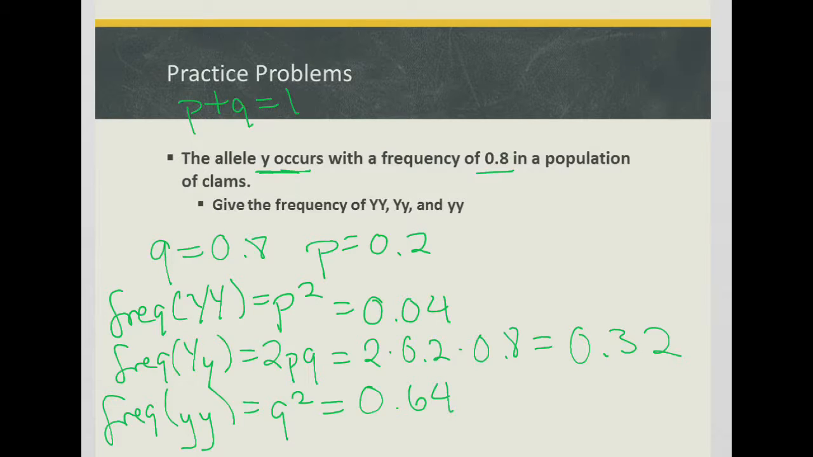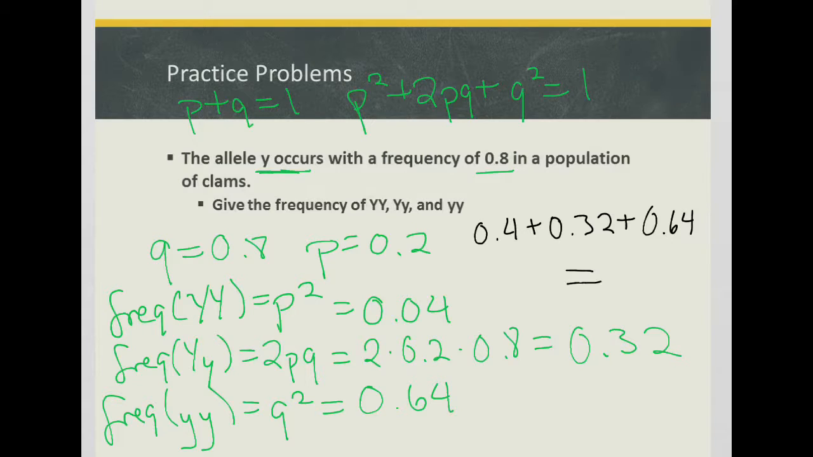0.64. And then just to check my work, because I know that P squared plus 2PQ plus Q squared equals 1, let me just do a check, and I'll do my 0.04 plus 0.32 plus 0.64 and see if that adds to 1. Sorry, that should be 0.04. And yes, it does add to 1, so all of these are going to be correct.